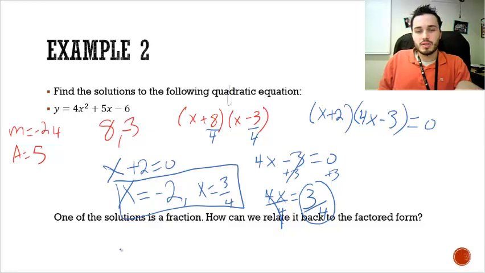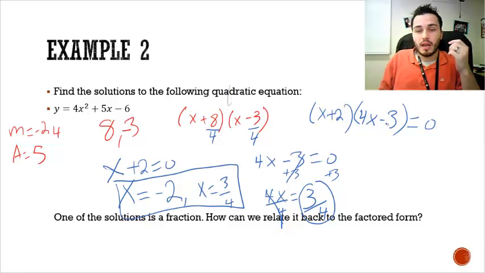Now, one of the solutions is a fraction. That would be this x equals 3/4. How can we relate that back to the factored form? So how do I look at this and connect that back to the factored form again? Because again, I want to look for the shortcut of how to tell what this answer is just by looking at factored form. Well, once again, I can see that my answer here is positive, but in the factored form it was a minus. So again, it's the opposite sign.